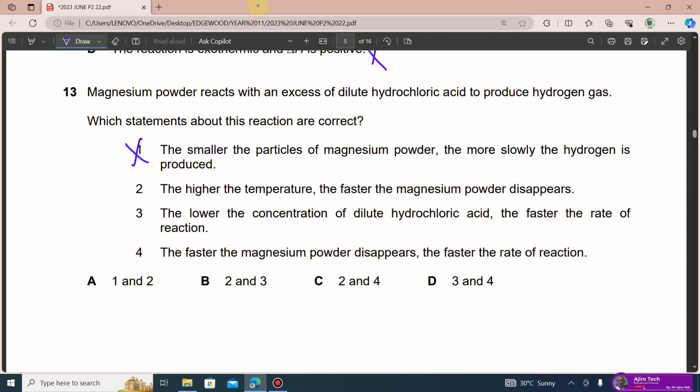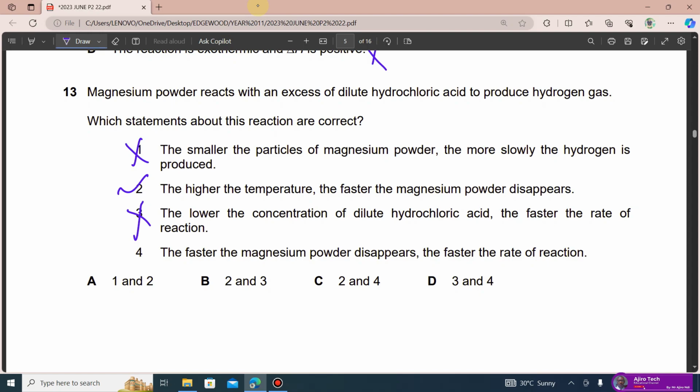Okay, and then the next point says that the higher the temperature, the faster the magnesium disappears. So the higher the temperature, of course, the faster the magnesium disappears. So this is in line. Okay, the lower the concentration of dilute hydrochloric acid, the faster the rate of reaction. That's a no, because the higher the concentration, the faster the reaction. The lower the concentration, the lower the reaction rate.